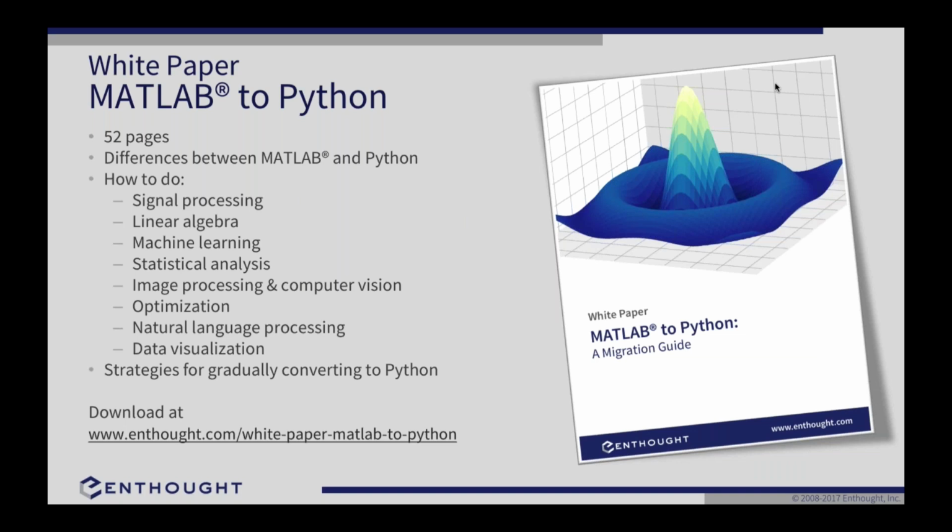And then we guide you through a handful of different domains and point you to the right libraries and tips for doing different things for signal processing, linear algebra, optimization, image processing, natural language processing. And then it ends with strategies for gradually converting to Python and making sure that your code behaves the same way. So how to write tests to validate that your code behavior doesn't change, and also how to gradually change by converting one function at a time to Python and then calling it from MATLAB until you've converted your entire code base.